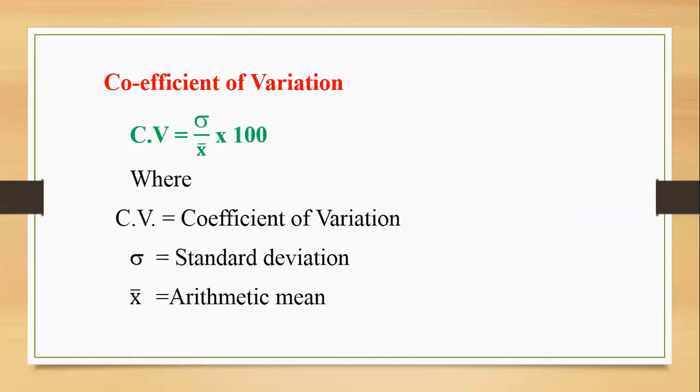And its coefficient of variation. It's a measure of dispersion topic. The absolute measure is standard deviation and its relative measure is coefficient of variation. The coefficient of variation formula is calculated by sigma divided by x bar into 100. CV represents the coefficient of variation, sigma represents standard deviation, and x bar equals arithmetic mean. CV is very useful for the comparative study of data.